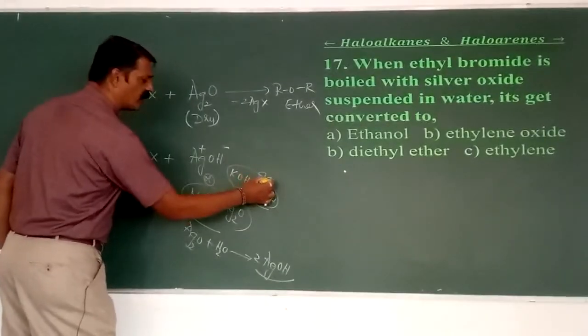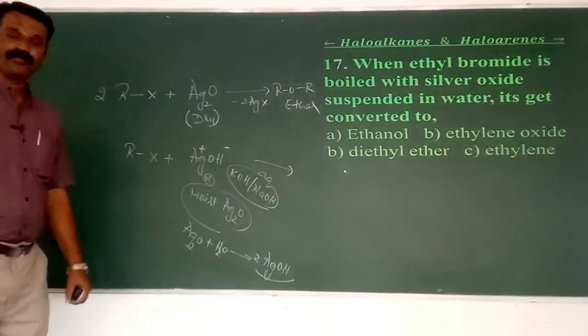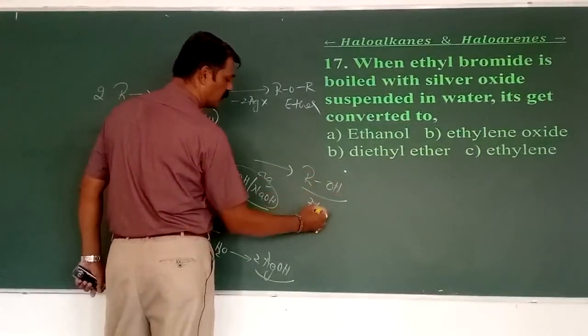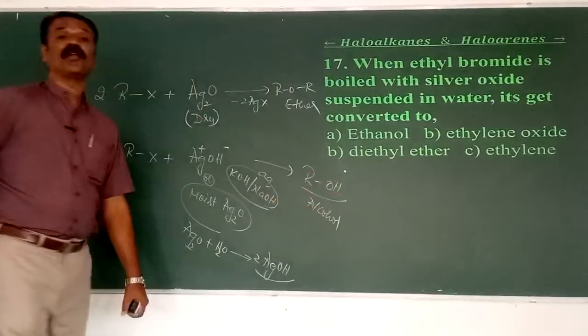What happens when haloalkanes are made to react with this? It undergoes SN2 to form OH. It is called alcohol.